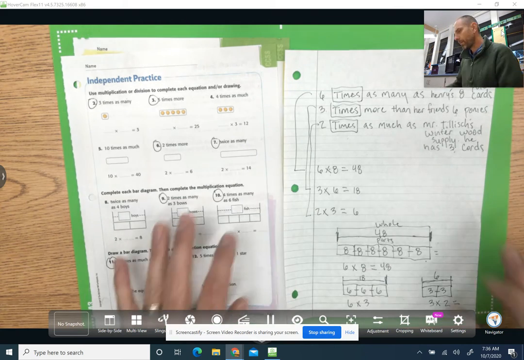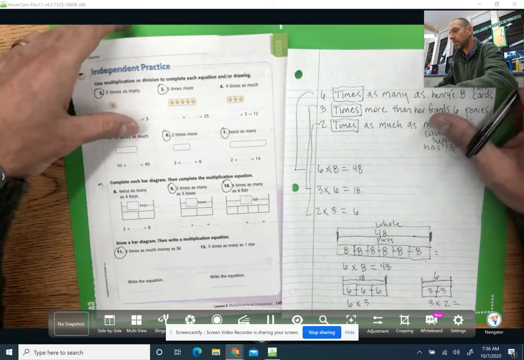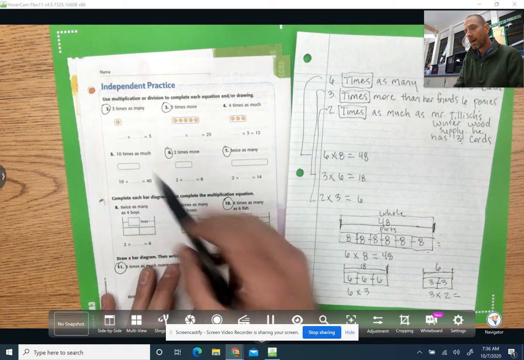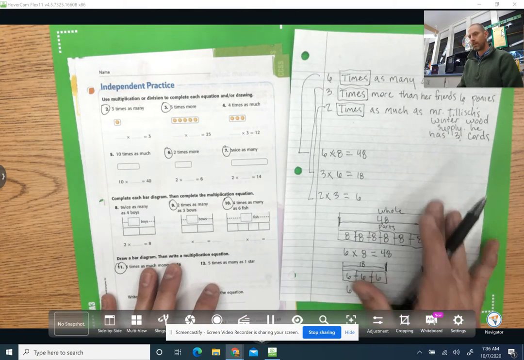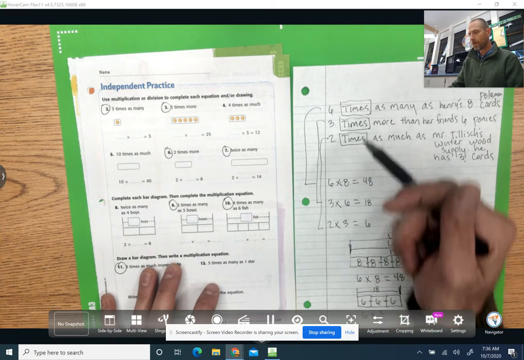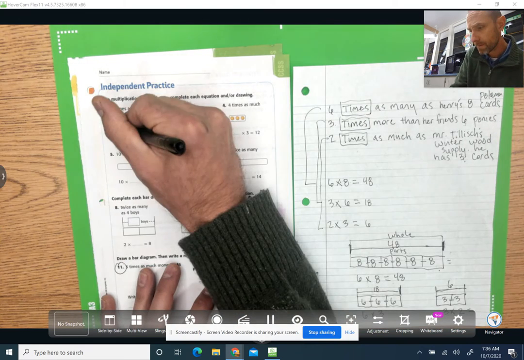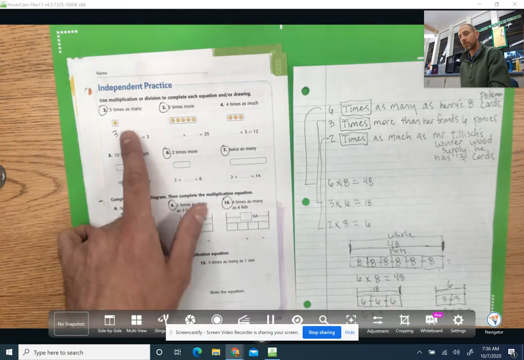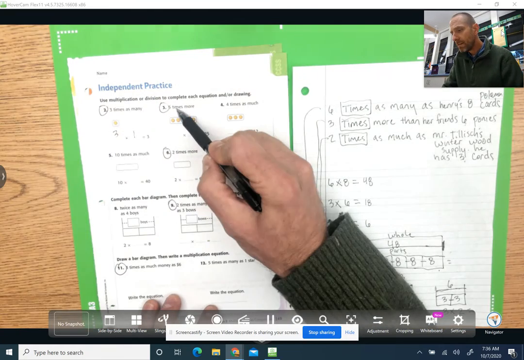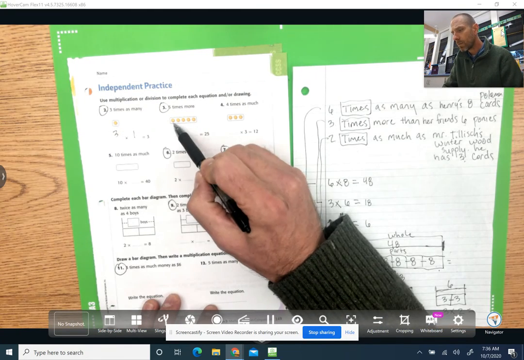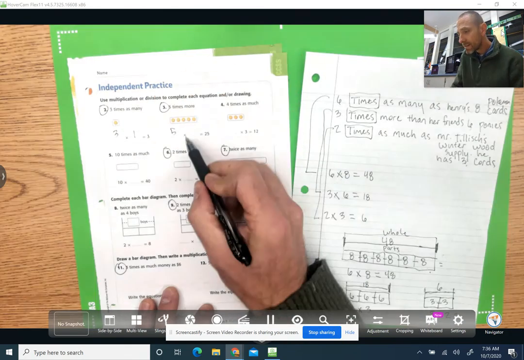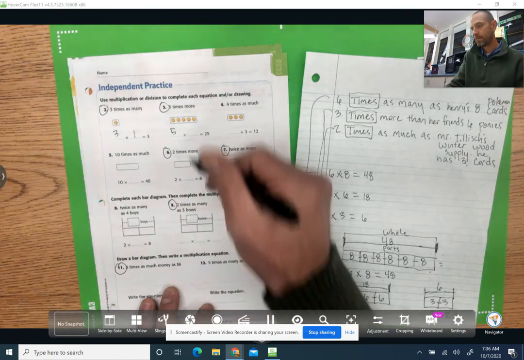Welcome back. Thank you for pausing the video and giving that your best. Now let's check for accuracy here. 3 times as many as 1, right? Well, the first number in front of the word times is your first number. 3 times as many as 1 equals 3. 5 times more than 1, 2, 3, 4, 5. 5 times 5.